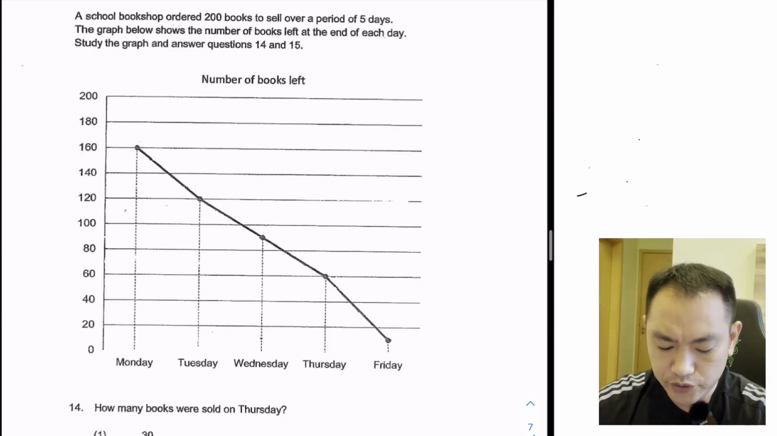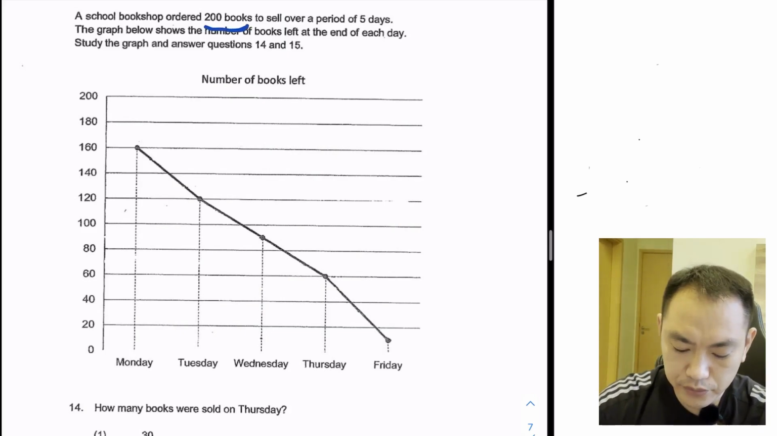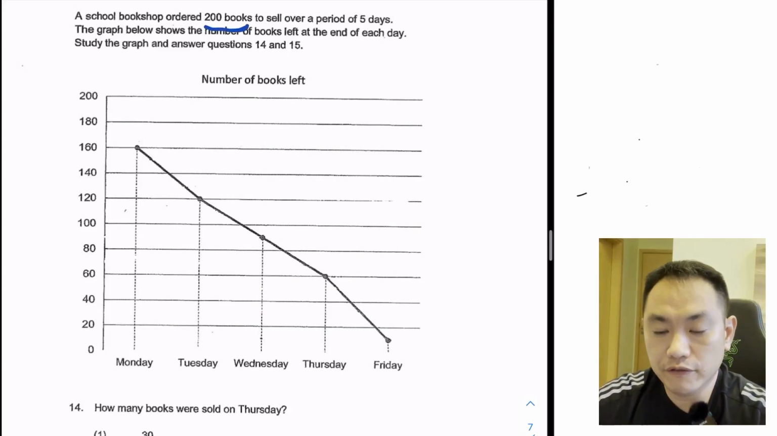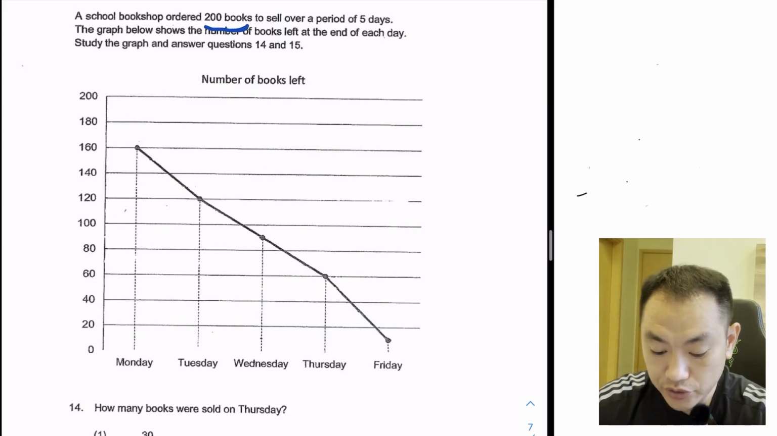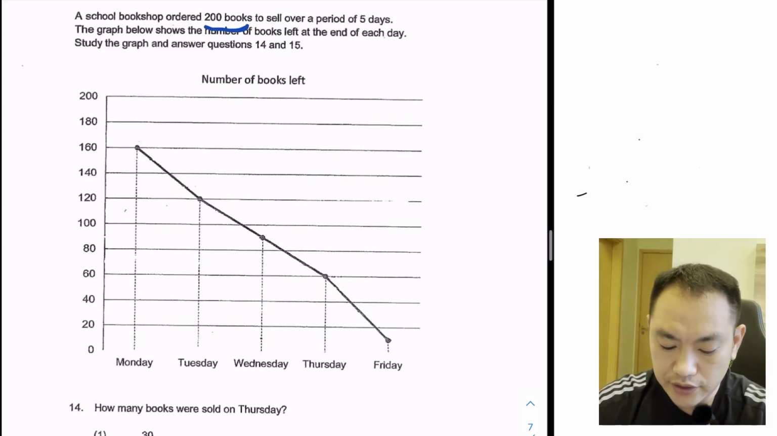All right, let's move to the next question, which is a graph question. A school bookshop ordered 200 books, underline here, 200 books, to sell over the period of 5 days. The graph below shows the number of books left at the end of each day. So study the graph and answer questions 14 and 15.